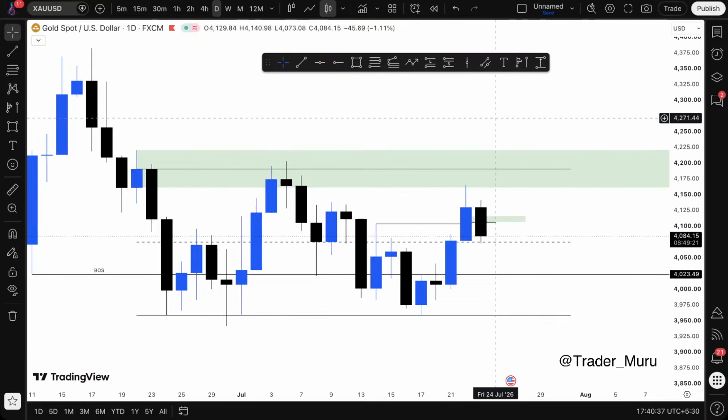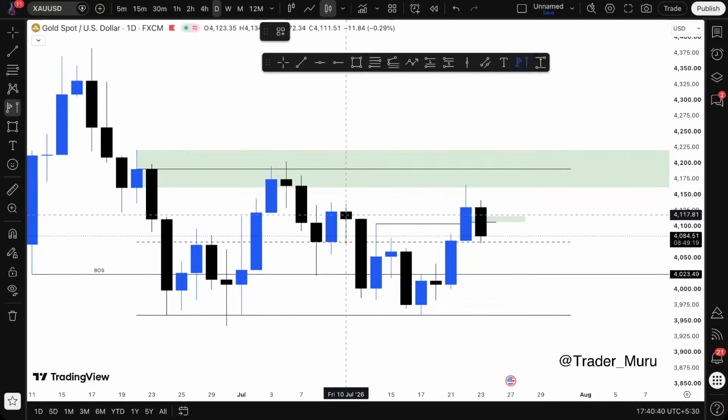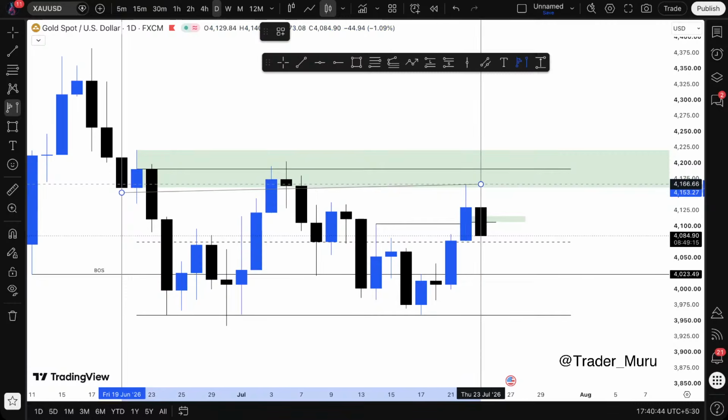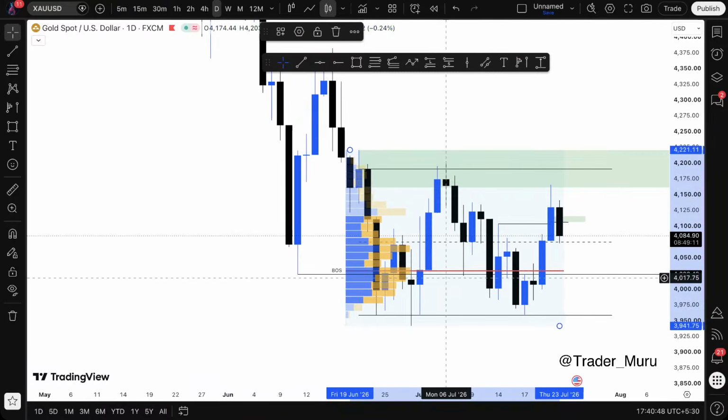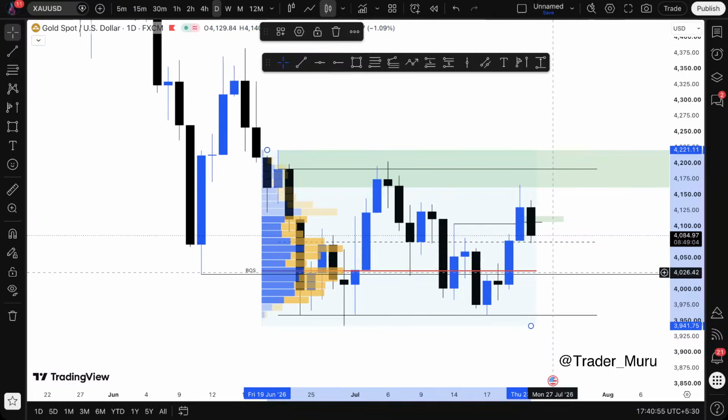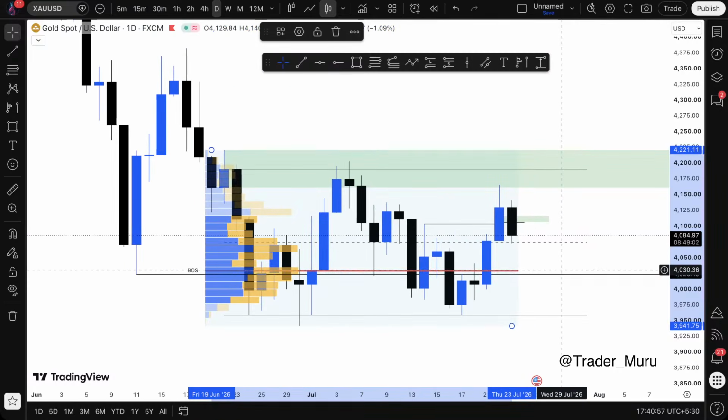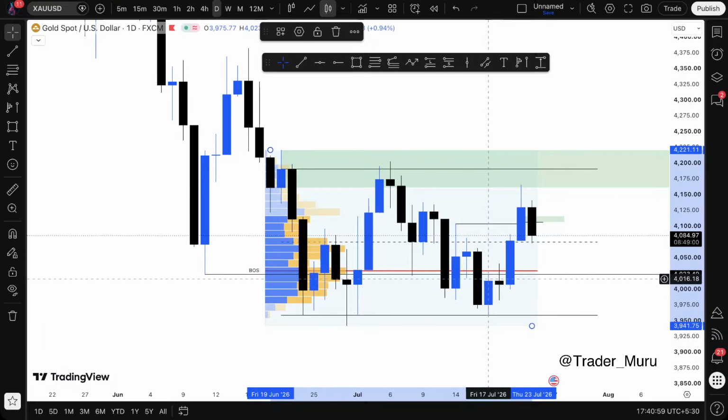And if you want to see where our daily time frame POC is, take it from the start of this range to the little area, and you can see it is near this one. $4026. This is the daily time frame order block.